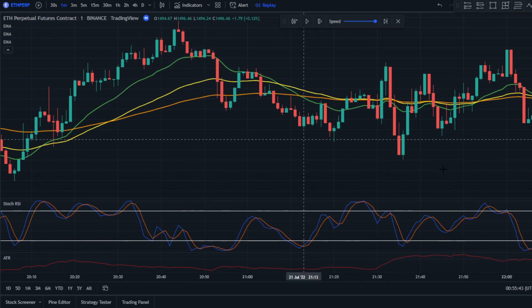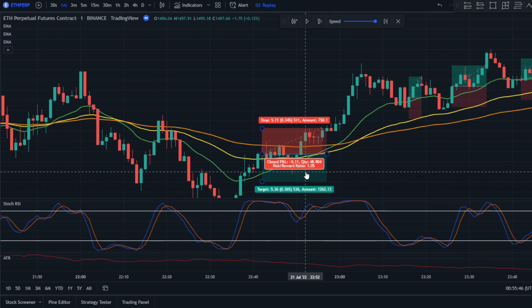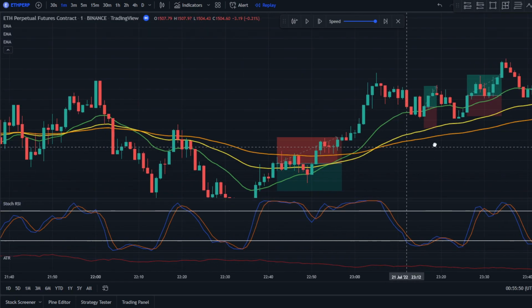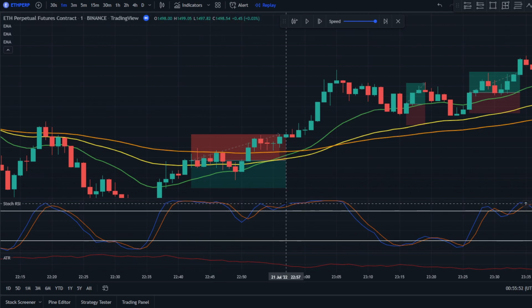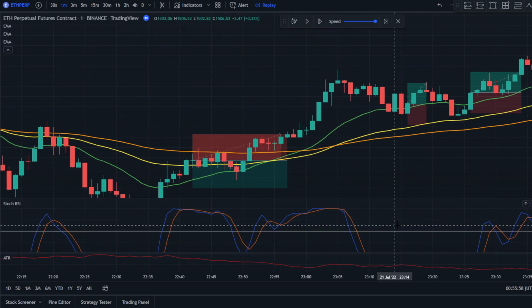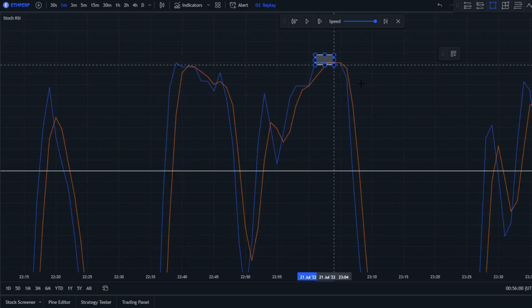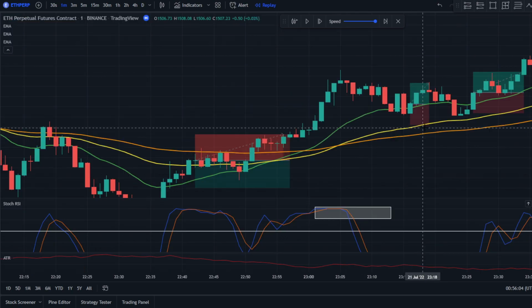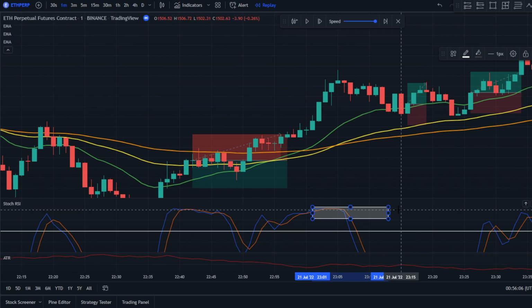And for this, one thing to note for the stochastic RSI is you must wait for a clear distinct crossover. So in this case, you can see here the lines are all straight. You do not want that. You want to wait for the crossover to really happen. Like right here, you can see that there's a true crossover where it's going downwards. So that is very important when you're taking your trades.